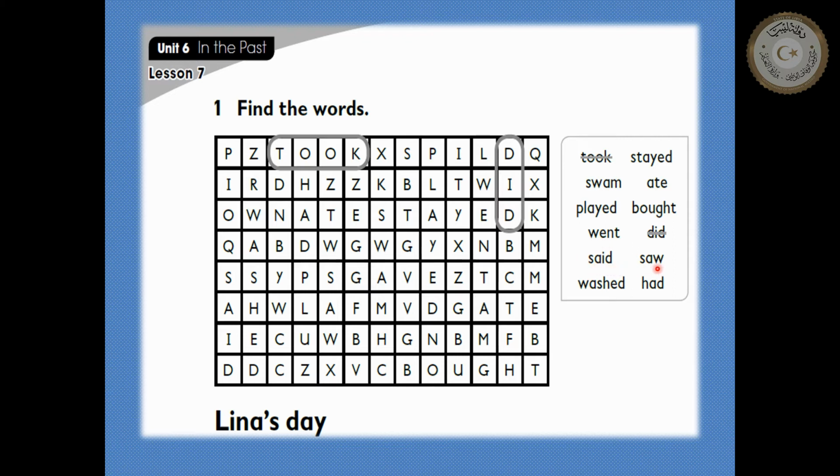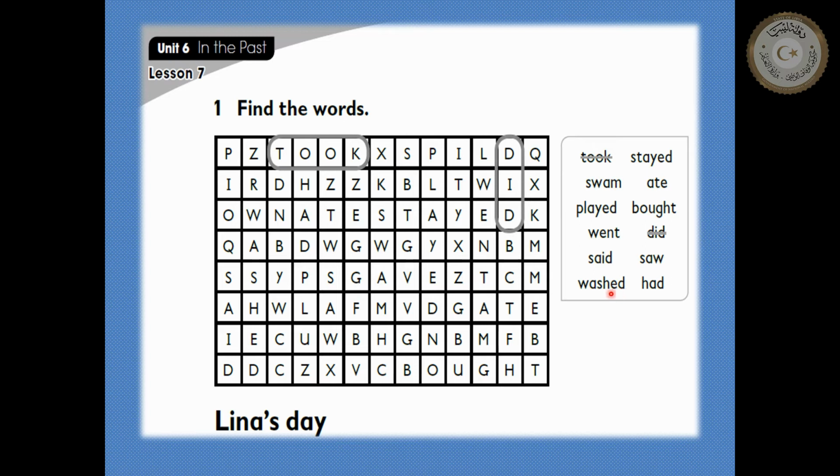Can you tell me about saw? Yes, who can answer? It is the past of see. What about washed? It is the past of wash. What's the meaning of it? شو معناها؟ يغسل. Excellent. Is it a regular or irregular verb? Regular. What's a regular verb? Excellent. We added ed to the verb.